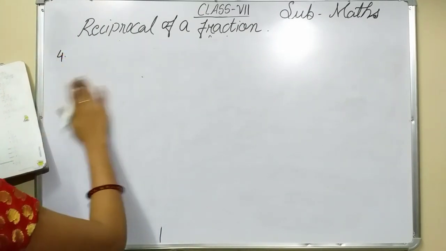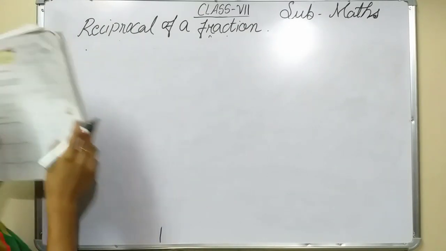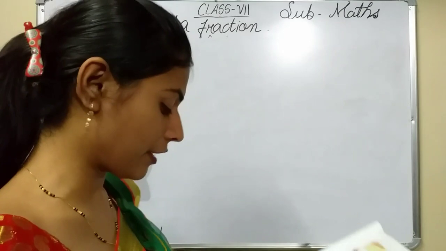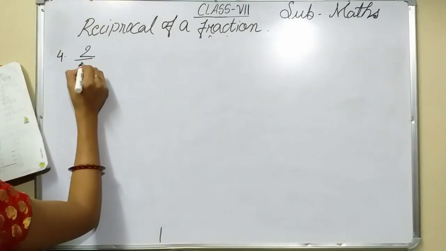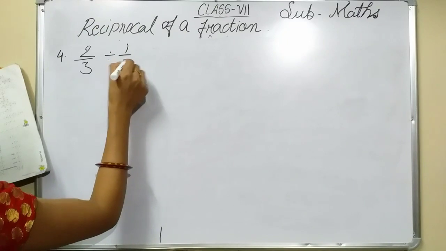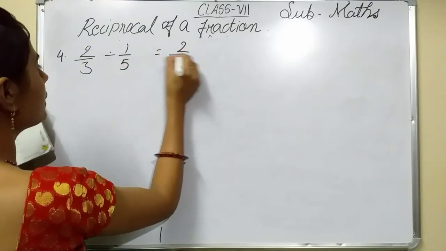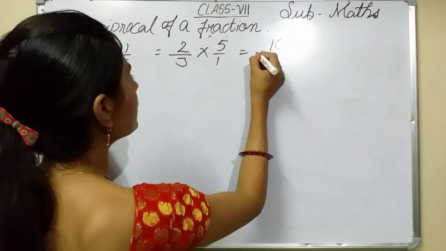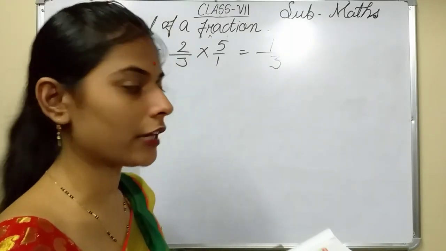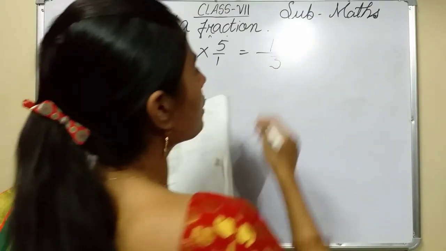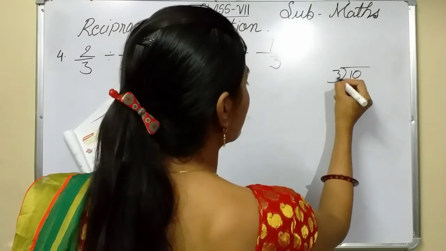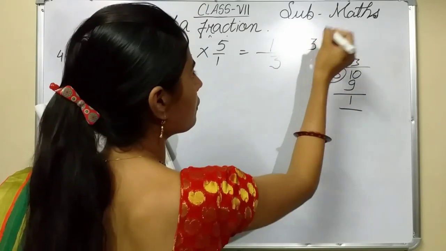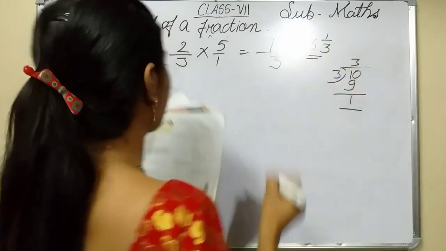See, one question I will explain. Do the following divisions and express the answer as a mixed fraction. Its answer you have to take as a mixed fraction. So 2 by 3 divided by 1 by 5. So 2 by 3 multiply by 5 by 1. Here you will get the answer 10 by 3. Now change it into a mixed fraction. As you know, you have to divide 10 by 3. 3 3s are 9, 1 is remaining. So it is 3 1 by 3.